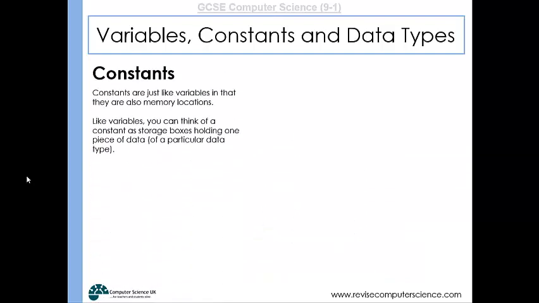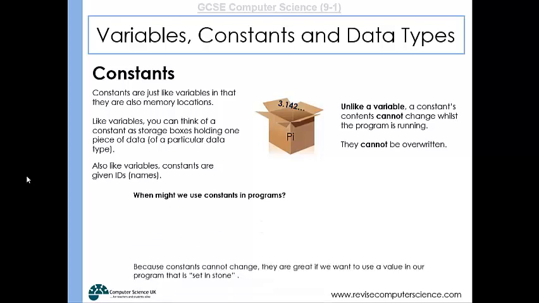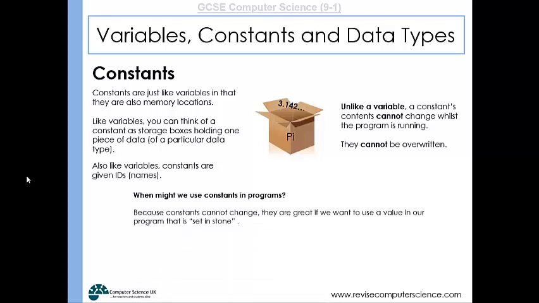Now constants are also memory locations. They're very similar to variables in that respect. However, the difference here is that a constant cannot change its value or the data that it's holding whilst the program is running. It cannot be overwritten. So why might we want to use some constants in our program?